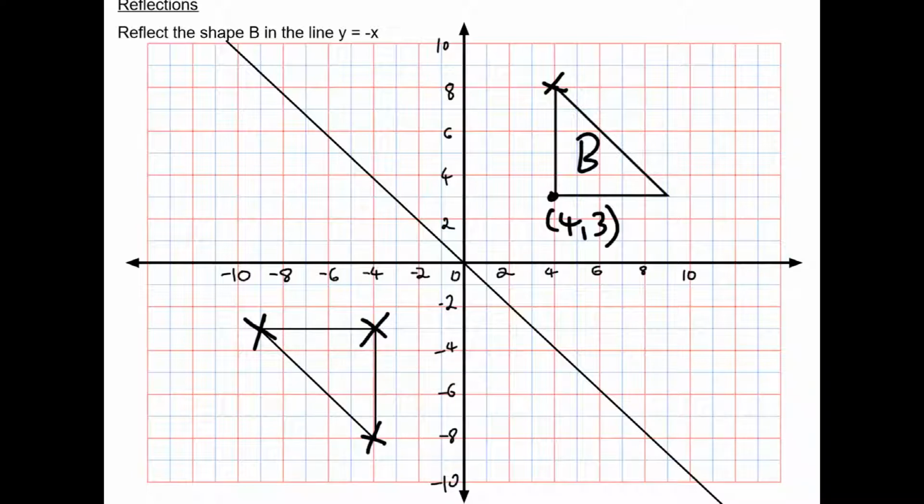Another way of thinking about this is that to get to this point, 4, 3, I've gone from 0, to the right by 4 and up by 3. So to get to the reflected point, I go to the left by 4 and down by 3. And it's the same with the other points.